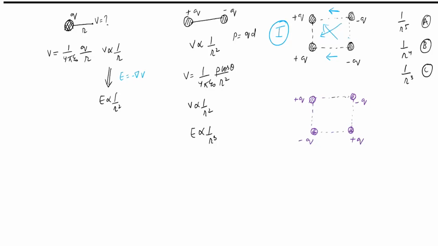That means in this configuration, the dipole moment will dominate. So for the dipole moment, what is the E dependence? 1 by r cube. So the answer for this is E is directly proportional to 1 by r cube, and V will be 1 by r square. Right. Now let us come back to the second example.